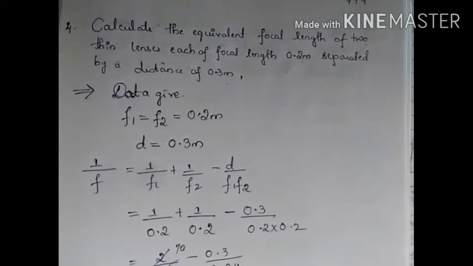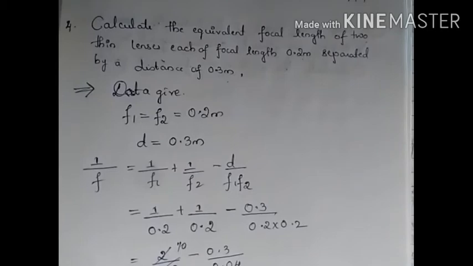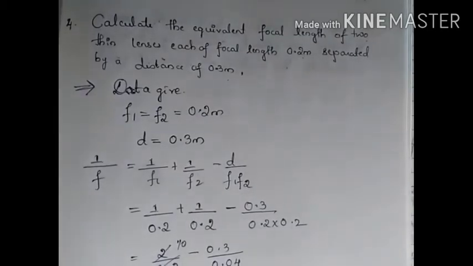Calculate the equivalent focal length of two thin lenses, each of focal length 0.2 meters, separated by a distance of 0.3 meters.